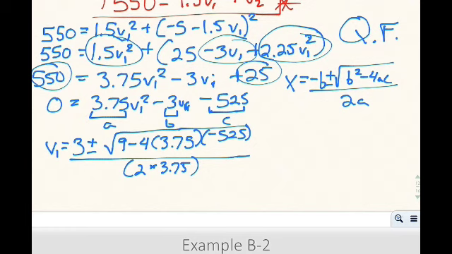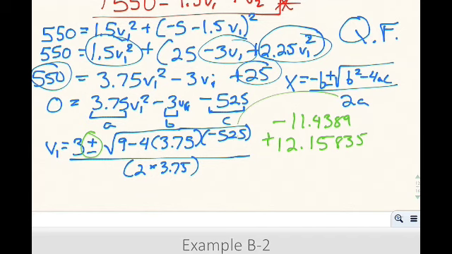When you solve this and you plug it into your calculator, there are going to be two possible answers. If you look, this is a plus or a minus. So one of the solutions is going to be negative 11.4389. The other solution is going to be a positive 12.15835. And so you have to decide which one of these is most likely to be it. So this is where it gets really tricky.